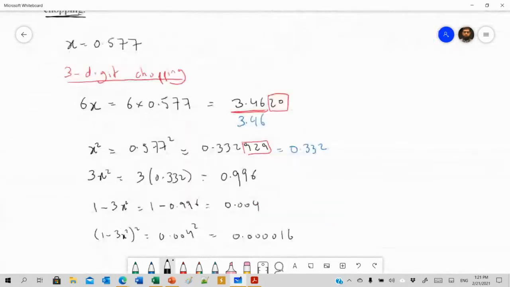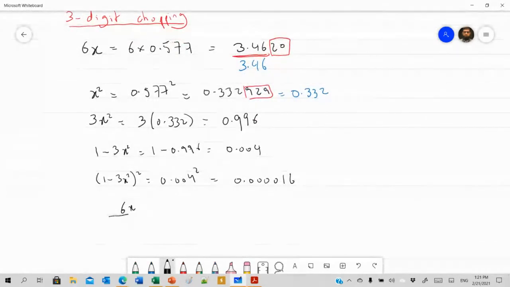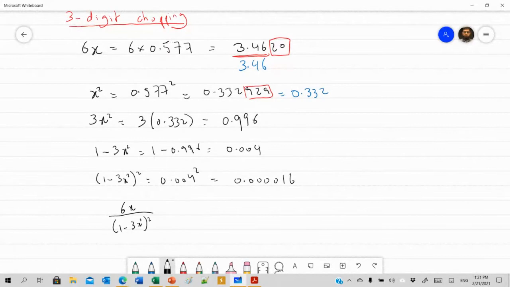Okay. Then we have the final calculation, which is 6x over that, which will be 3.46 over 0.000016. It comes out to be 216250.0. After 3-digit chopping, it will become 216000. So that's the answer that we get using 3-digit chopping.